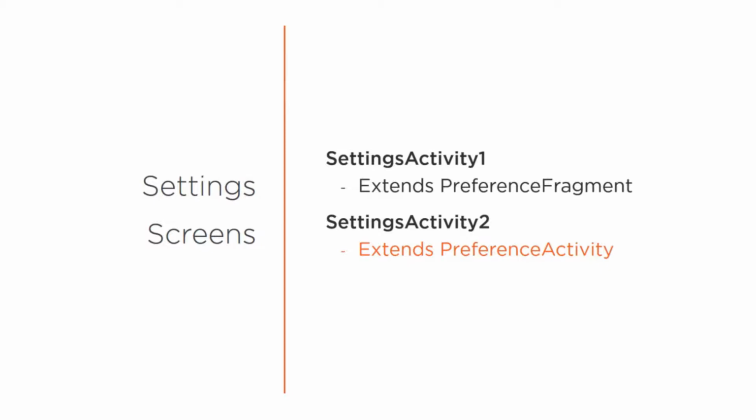So basically what we want to do is check to see what kind of device it is and then inflate either Settings Activity 1 or Settings Activity 2. Lucky for us, this is surprisingly simple.